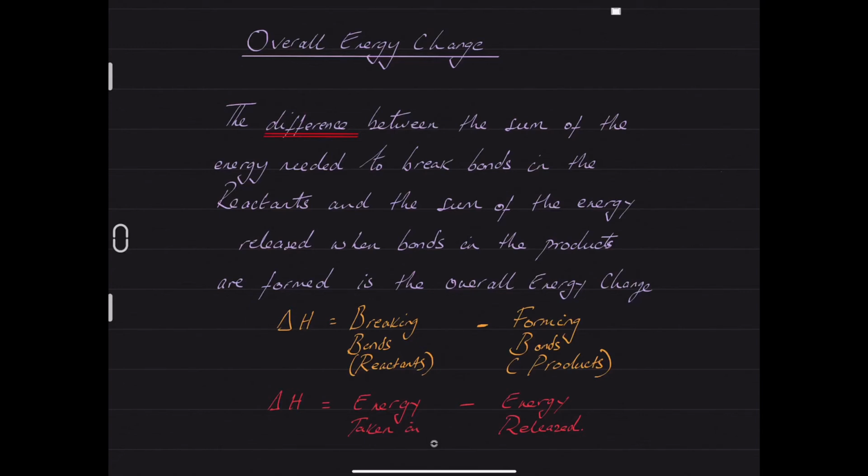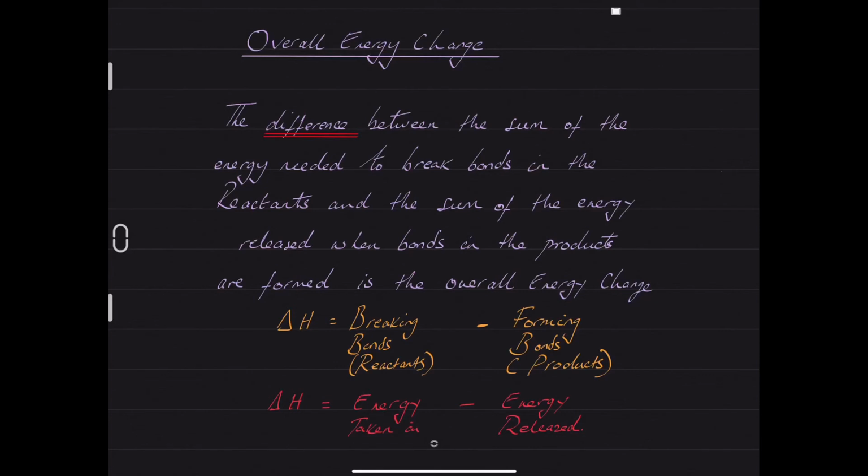So this is the difference between the sum of the energy needed to break the bonds in the reactants and the sum of the energy released when the bonds in the products are formed. And this is the overall energy change. We can put it simply as: the overall energy change, delta H, is breaking bonds in the reactants minus forming bonds in the products. Another way to say it is energy taken in minus energy released. This gives us the overall energy change.